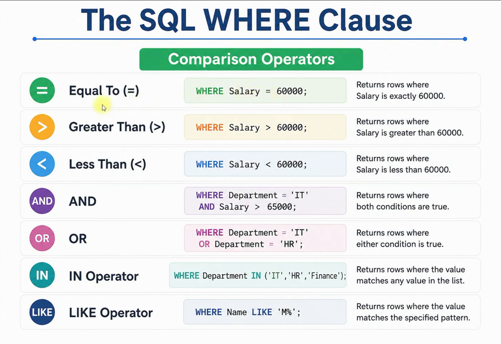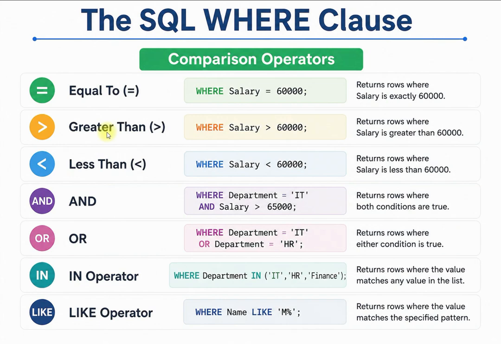If you see here, equal to is one of the comparison operators, where on an employee table, we are putting a condition like salary is equal to 60,000. So if it has got 10 employees, it will go and search all the 10 employees and see whose salary is equal to 60,000. And then only those employee rows are returned and shown as a result.